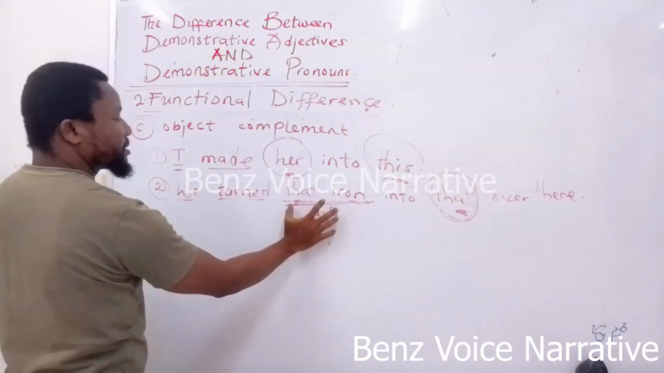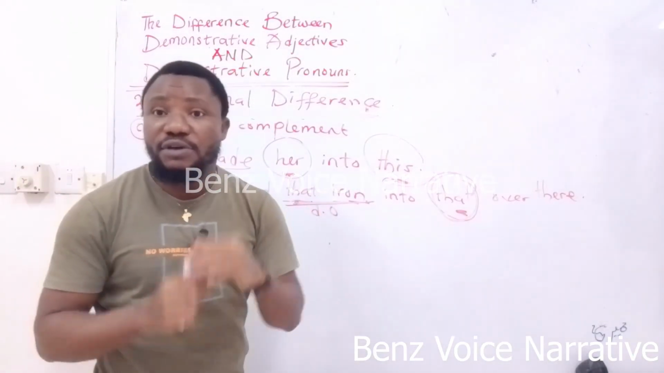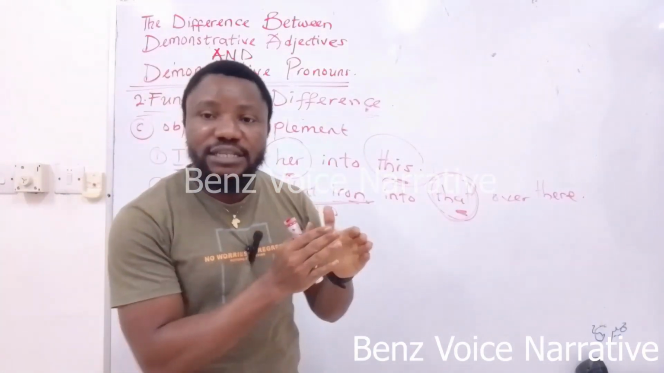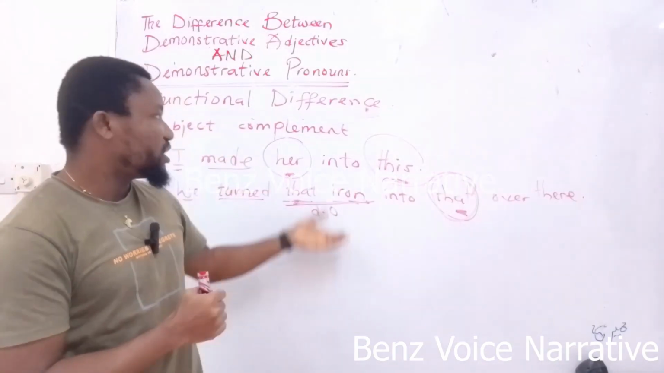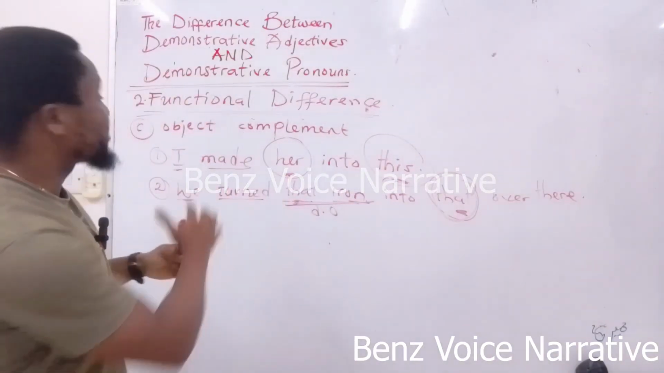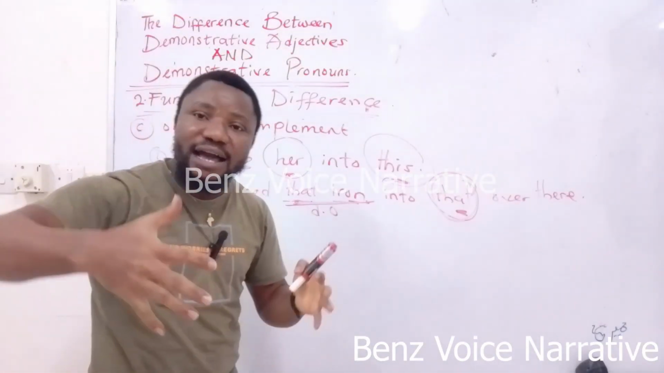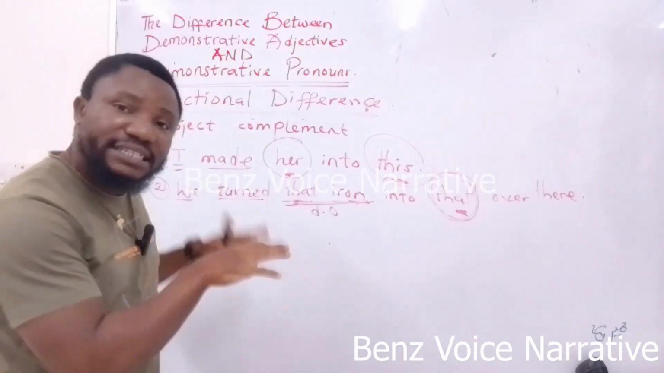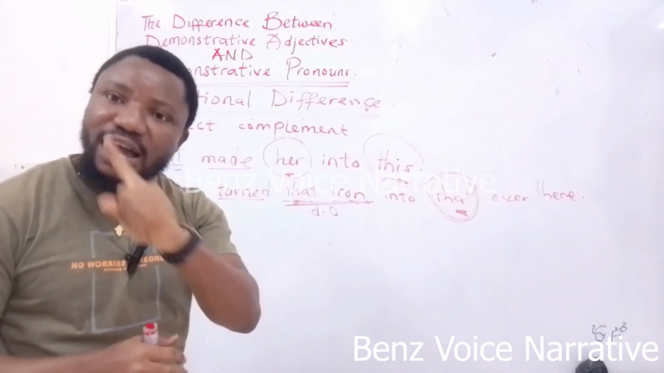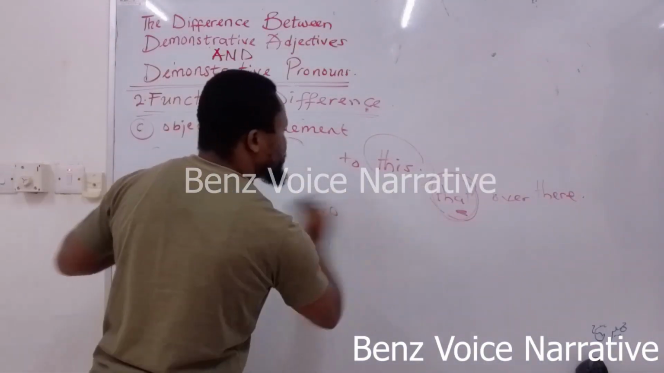So this is another way we can look at the difference between the demonstrative adjective and the demonstrative pronoun, in that the demonstrative adjective cannot function as the object complement. Only demonstrative pronouns can function as object complement. We have other linguistic elements that can function as object complement, but demonstrative adjectives cannot. So number four, and that is the penultimate point. We're about to wrap up.